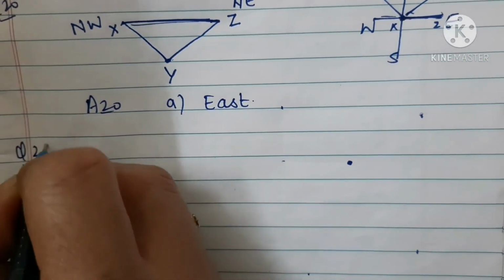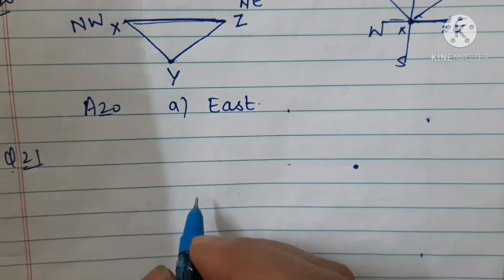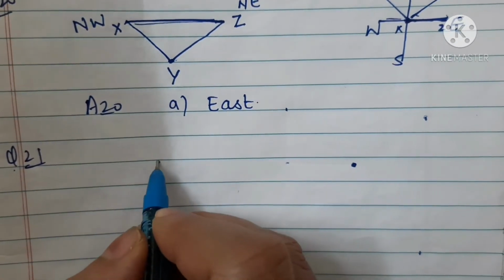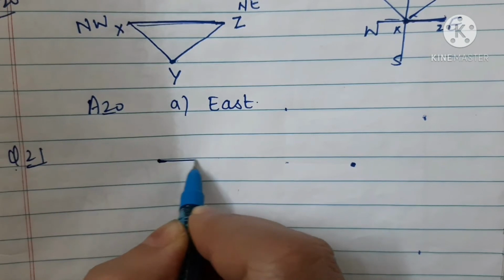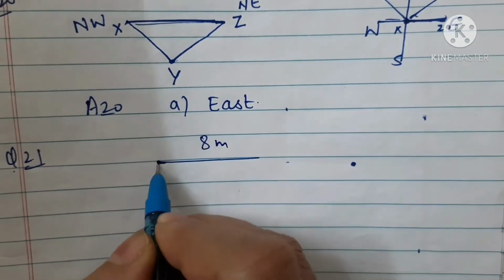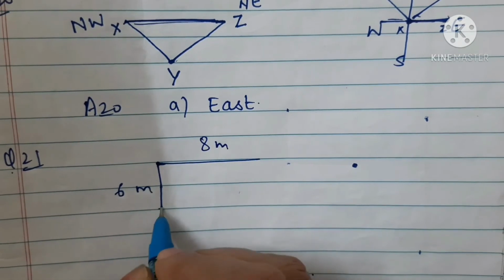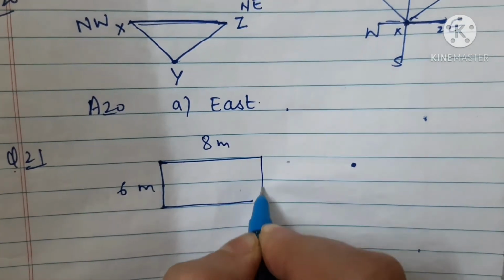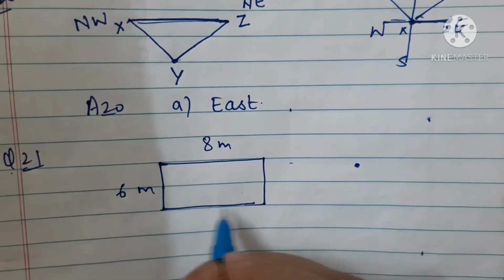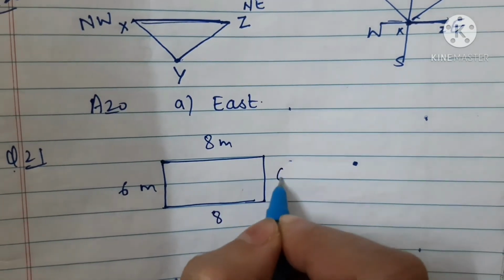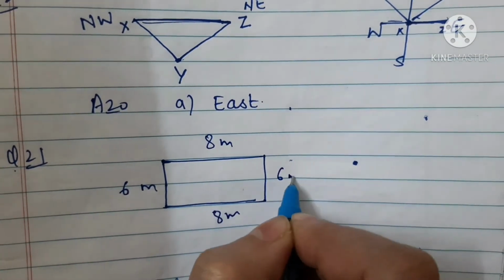Question number 21. The length and breadth of a room are 8 meters and 6 meters. Now a room is there whose length is 8 meters and breadth is 6 meters. A cat runs along all the 4 walls. If these are the 4 walls of a room, then the cat is running along all the 4 walls. That means this is 8 and this is 6.